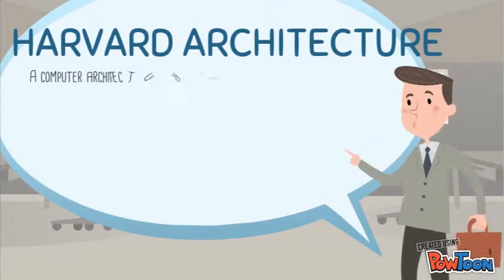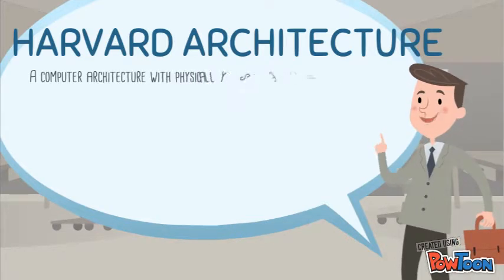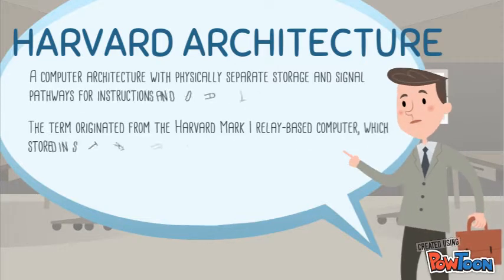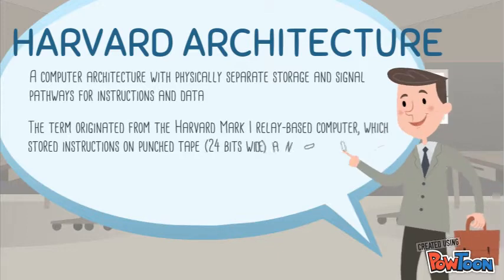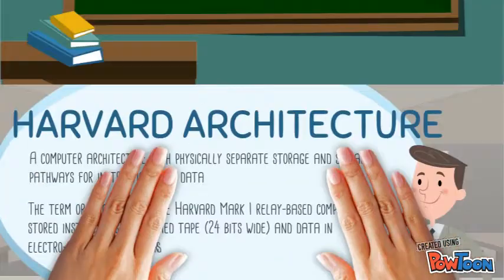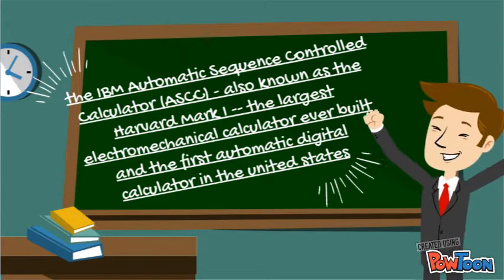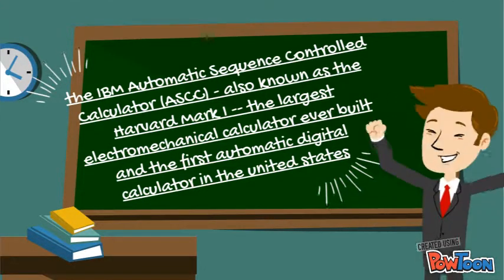First, it is a computer architecture that physically separates storage and signal pathways for instructions and data. Second, the term originated from the Harvard Mark I relay-based computer, which stored instructions on punched tape 24 bits wide and data in electromechanical counters. The Harvard Mark I mentioned before is the IBM Automatic Sequence Controlled Calculator, ASCC. It is the largest electromechanical calculator ever built and the first automatic digital calculator in the United States.